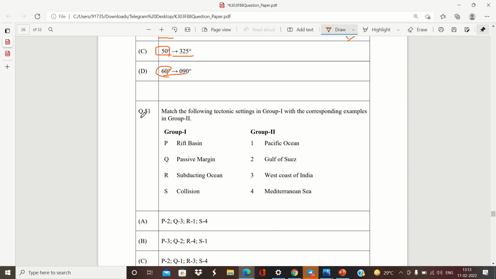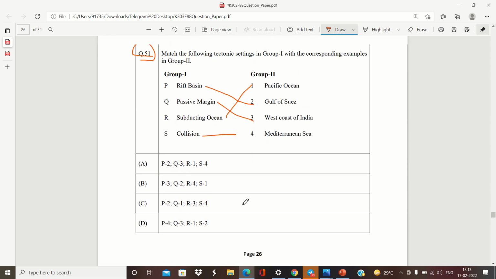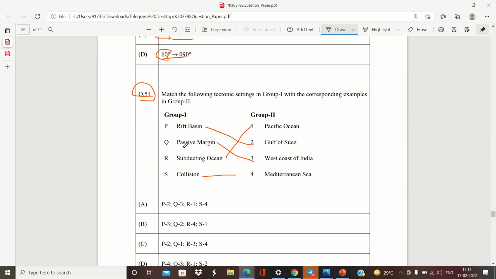Then question number 51. Here it is, the match the following. Rift Basin is your Gulf of Suez. Pacific margin is west coast of India. Subduction zone is your Pacific Ocean. And the collision is Mediterranean Sea. So here the correct option will be P2, Q3, R1 and S4. This one, A option.